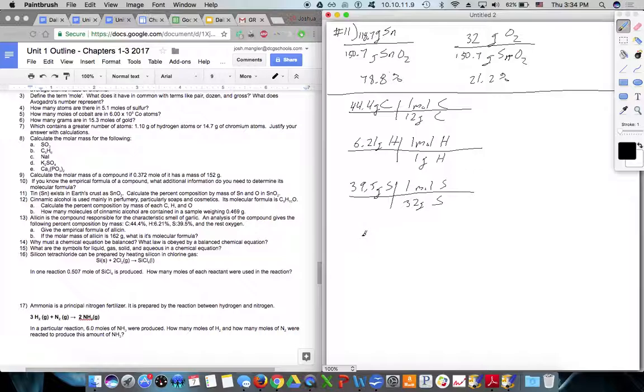And we can't forget oxygen. We've got to figure out the final percentage because it has to equal 100, right? 44.4 plus 6.21 plus 39.5 gets us 90.11%. So 100 minus that gets us 9.89 grams of oxygen.